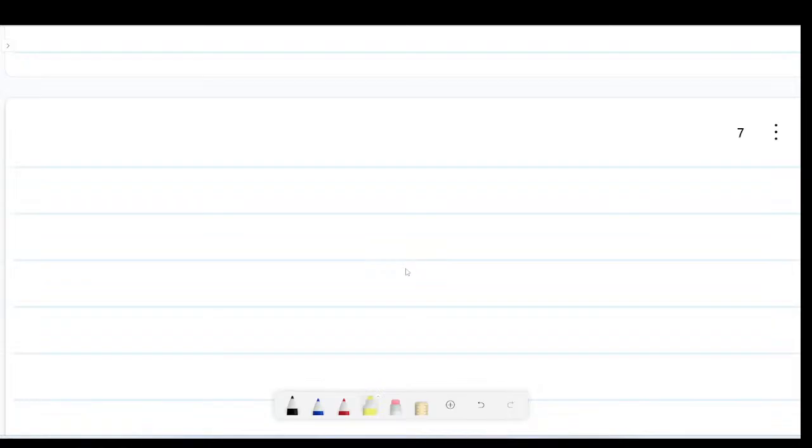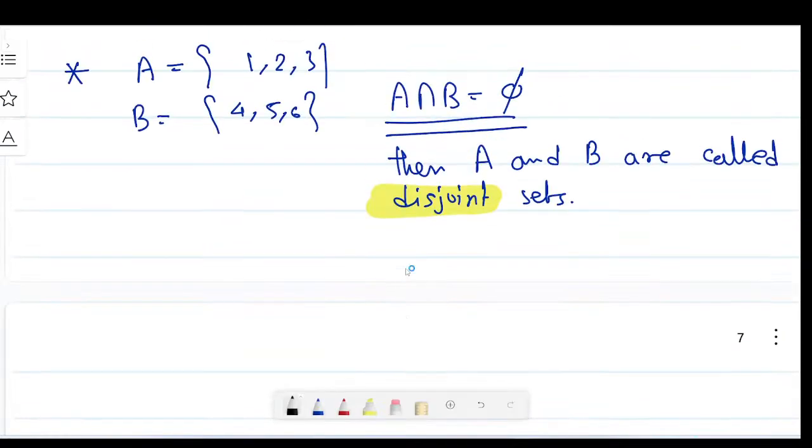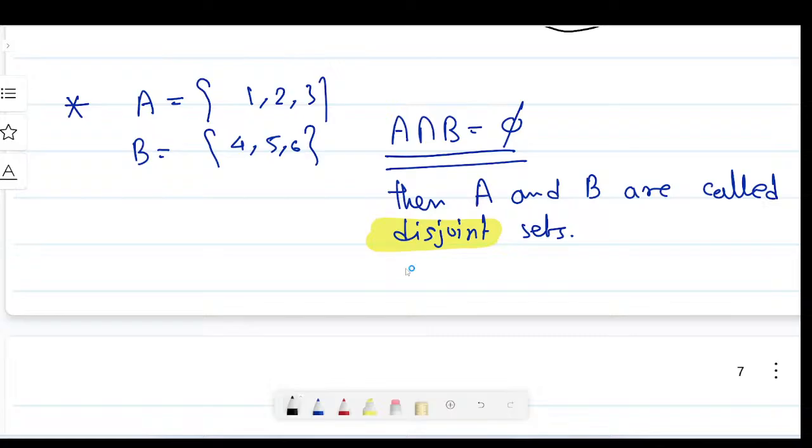Next, if I draw disjoint sets as a Venn diagram, that will be like this. This is the set A and this is the set B. So you can see there is no common part. So this will be disjoint.